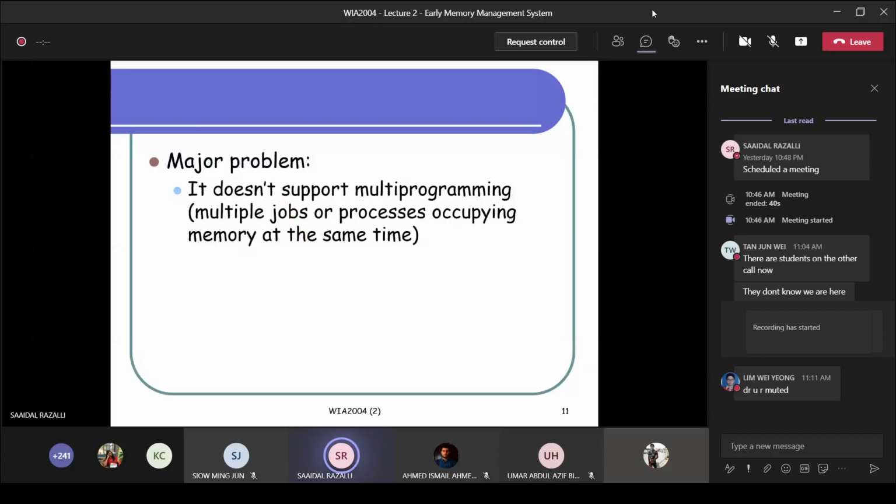So the major problem of this algorithm is that it is simple, but it doesn't support multi-programming. You cannot run two jobs or two programs at one time. You cannot run, let's say, your PDF with your Microsoft Word, or your internet. If you open Google Chrome, you cannot open others. You cannot open Word. You cannot do multitasking or multi-programming. So this is one of the weaknesses, a major drawback of the single user.